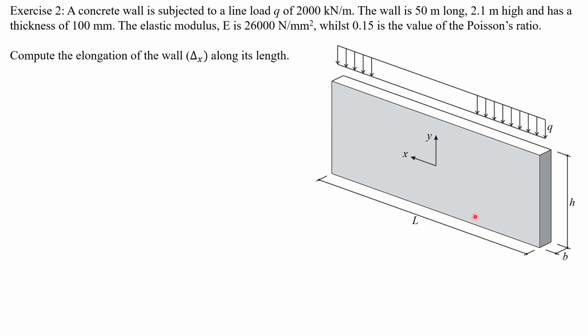This is getting changed for next year. Right. Modulus of elasticity of 26,000 newtons per millimetre squared, whilst the Poisson's ratio is 0.15. Compute the elongation of the wall, delta x. Elongation this way.